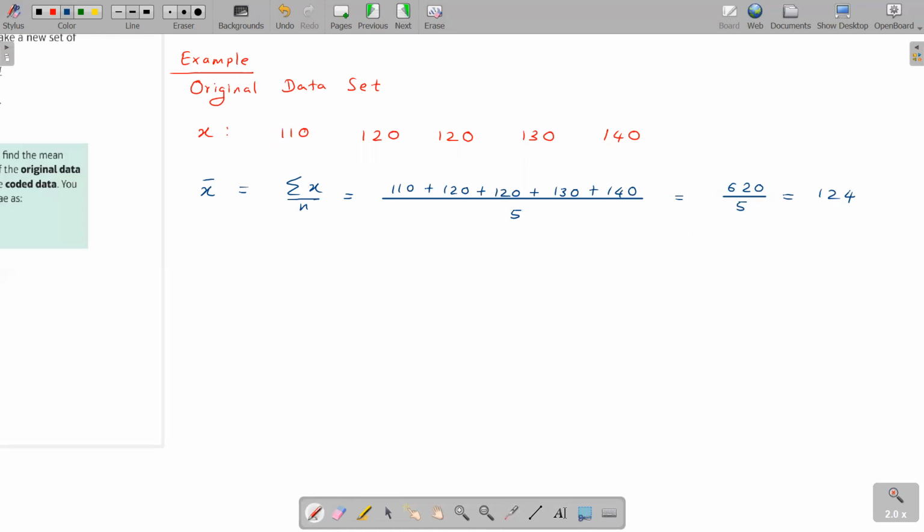Can we also find the standard deviation? The standard deviation is the square root of sigma x squared over n, minus sigma x over n, whole thing squared. You have to remember the equations.